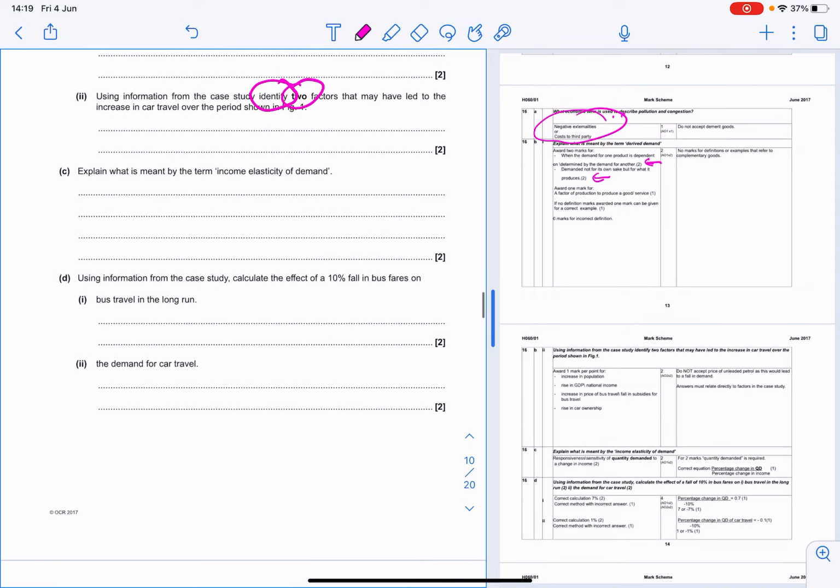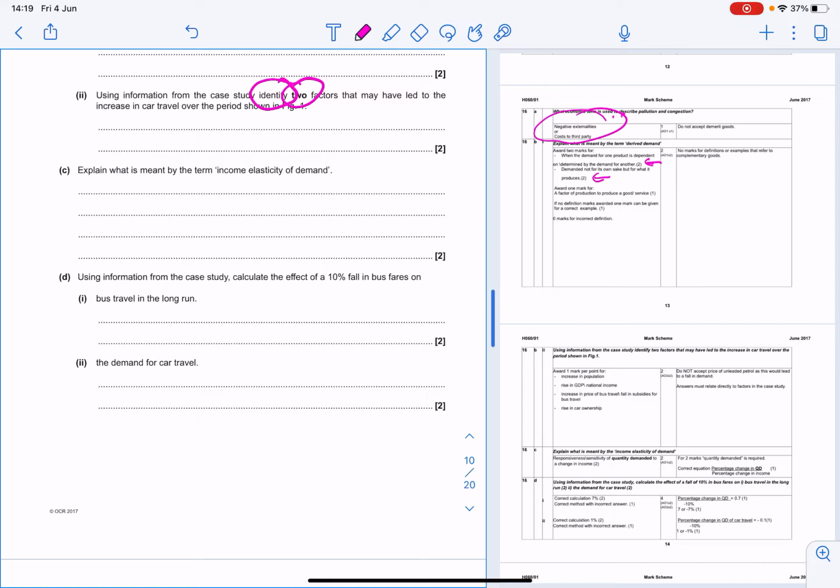Right, next one, this is a definition question again. Explain what is meant by the term income elasticity of demand. Now, this is often answered slightly incorrectly. So for your definition for elasticity of demand or income elasticity, it's responsiveness of quantity demanded due to a change in income. That's going to get you 2 marks. A lot of candidates say it's change in income compared to change in demand. Now, don't ever use the word compared. What does that actually mean?